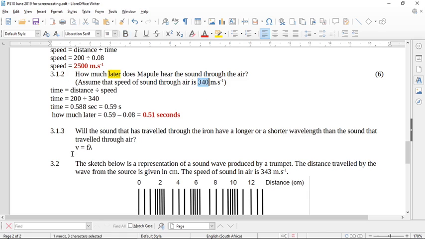So this velocity here, if you look at this relationship v equals f lambda, we cannot change the frequency, but the velocity in iron is much greater than the velocity in air. So for this relationship to be equal, v is equal to f lambda. If v gets bigger and f stays the same, it means lambda must get bigger. So the wavelength will be longer because the velocity is higher for the same frequency.